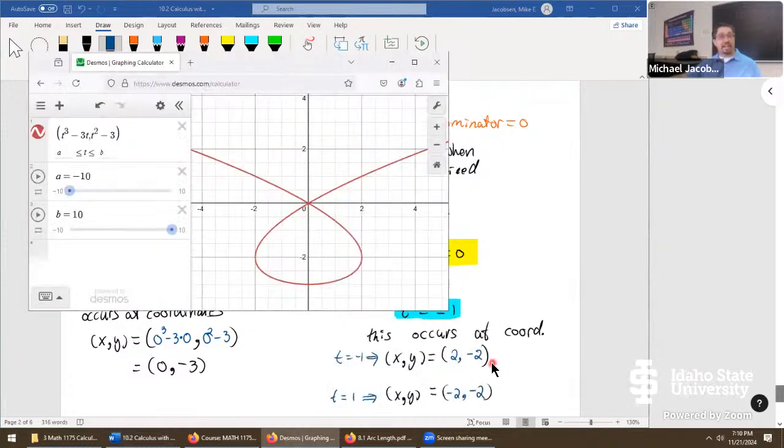So we said 2, -2 for a vertical tangent. That does look like it's exactly at 2, -2. Likewise, the other one should be right at coordinates -2, -2, which is matching up with what we put down on paper. So it looks like it's all verified.